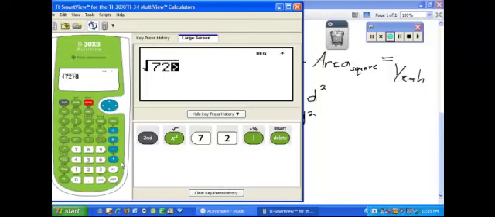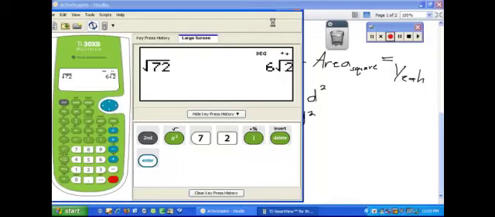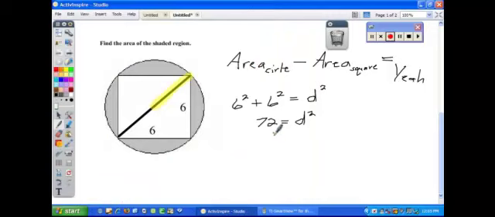So I hit enter, and I get 6 root 2. And I'll teach you later how to simplify. Actually, you could leave it in the square root as well, because you're going to be squaring it soon anyhow. But let's just leave it square root of 72 for right now. So that's my diameter. And the radius is half of that, so my radius will be square root of 72 over 2, because I want half of that to get the radius.